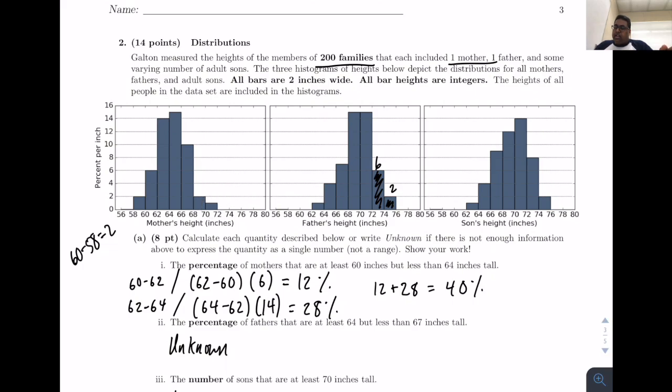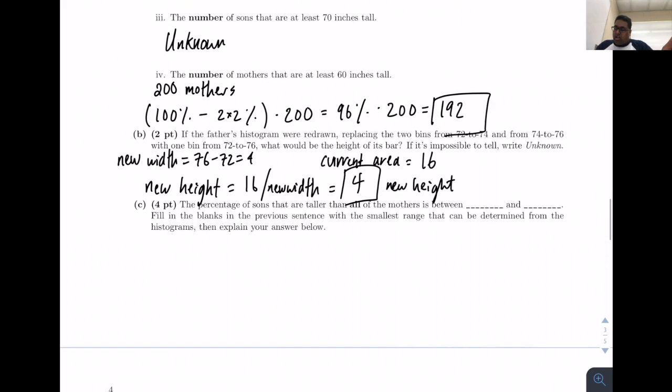So what we want to do is find the proportion of sons that are between 70 and 72 inches, which we can see, sorry, not by that bin, but by this bin here. So we want to find the proportion of sons that are taller than 70 inches and the proportion of sons that are taller than 72 inches, and that will be the boundary that the question is asking for.